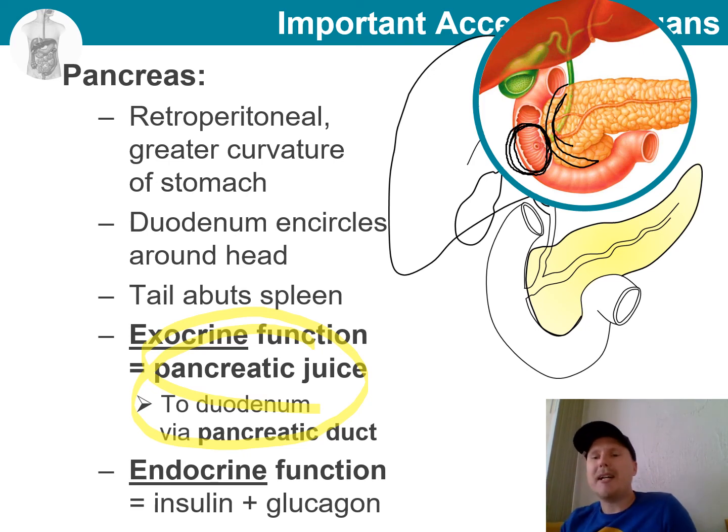There is a bunch of digestive enzymes in the pancreatic juice, such as proteases for protein, amylase for carbohydrates, lipase for lipids, and nucleases for nucleic acids. And of course, we then have our endocrine function, which is secretion of insulin and glucagon by pancreatic islet cells.